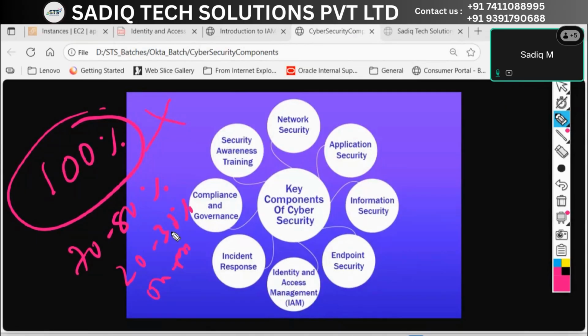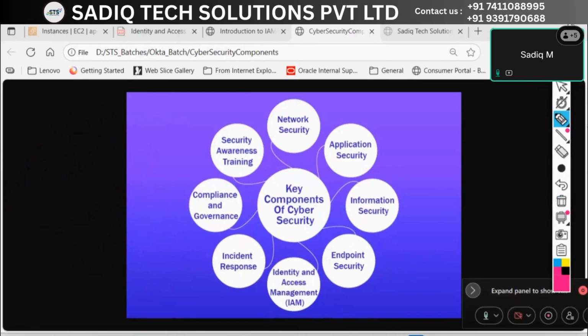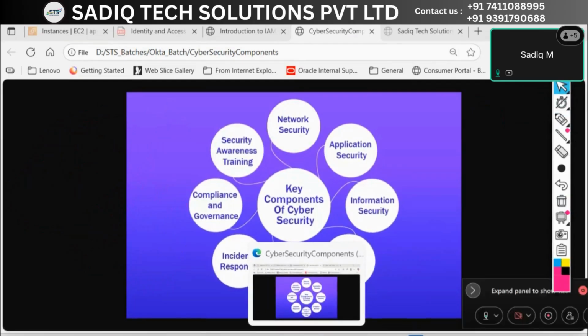So these are the roles available, and let's talk about the components really quickly. Let's talk about the IAM components. This IAM solution is a generic term, right? And within the IAM solution, what are the components we have? Let's explore that as well.